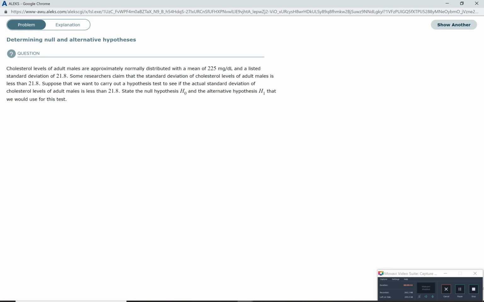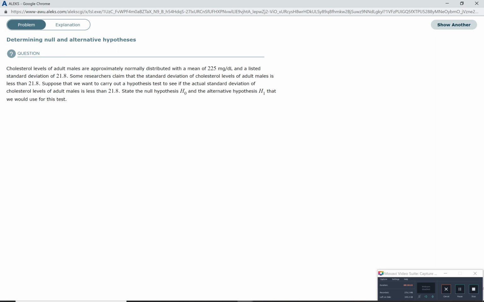Okay, again, in this question, if you notice the wording, it says cholesterol levels of adult males are approximately normally distributed with a mean of 225 and a listed standard deviation of 21.8. So some researchers claim that the standard deviation of cholesterol levels of adult males is less than 21.8. Suppose that you want to carry out a hypothesis test to see if the actual standard deviation of cholesterol levels of adult males is less than 21.8. State the null and alternative hypothesis.